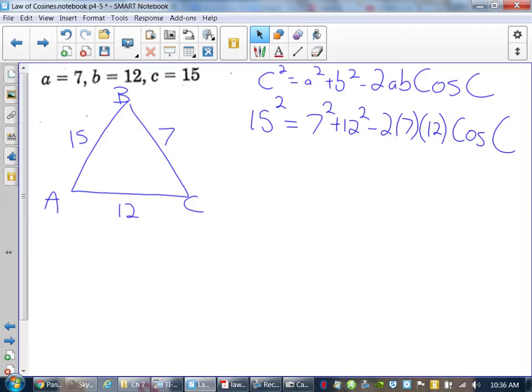So you start filling in the blanks. Remember, take care of your squared stuff first. So you're going to get 225 equals, I'm going to add 49 and 144, what is it? 193, thank you. And then I subtract that from 24 times 7. I want to see if you can do it. 168. Oh, I forgot to multiply that over.